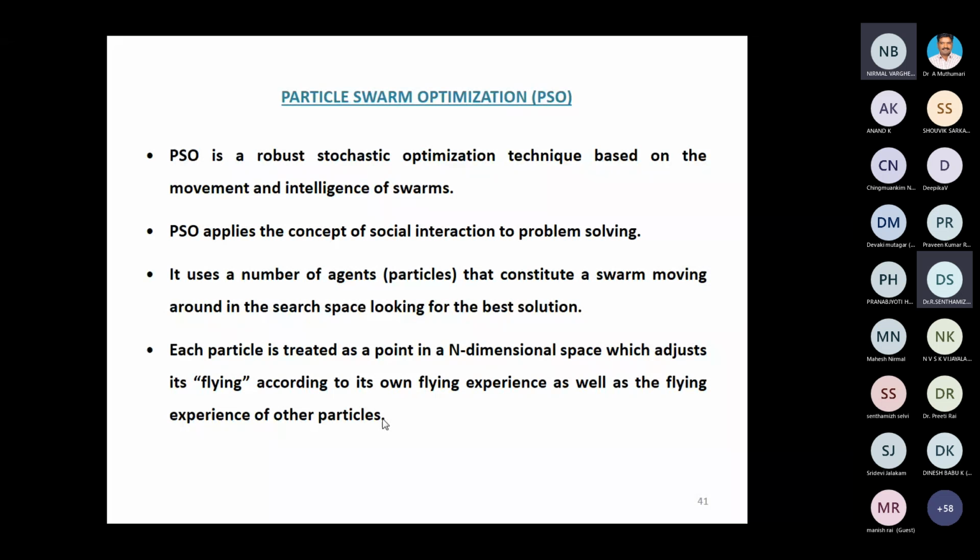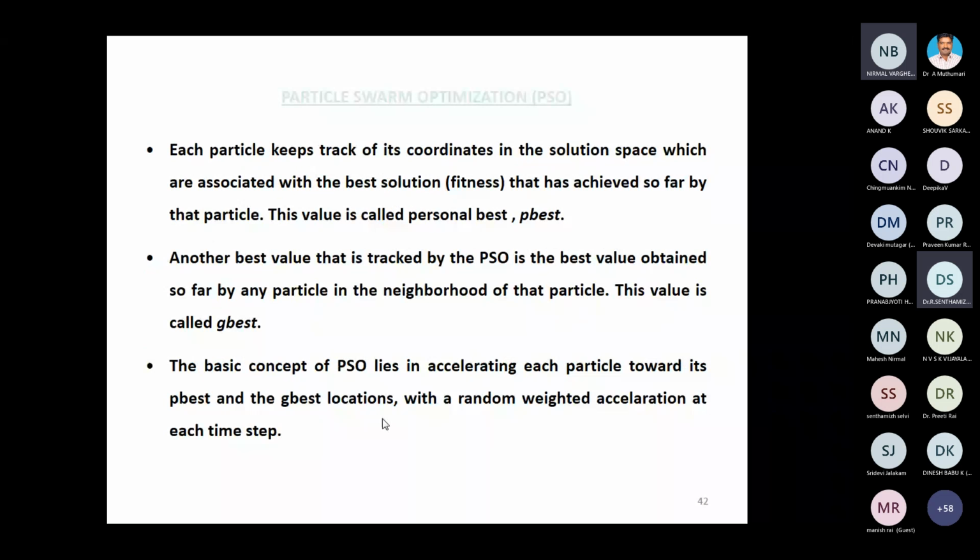So local and global, both should be achieved with the coordination of the individual and the group. Then the PSO will become an effective optimization algorithm. Of course, I don't want to go deep. Here we have a concept called personal best. It is called P best. It is the fitness of the individual particle.